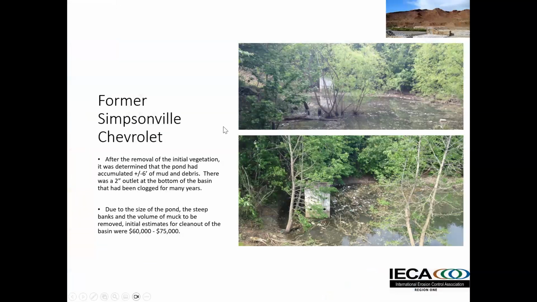So at the time we had a company that did pond maintenance. We worked with the owner. We cleaned up the pond, actually did some timber harvesting out of there. After the initial removal of the vegetation, it was determined that the pond had accumulated about 6 feet of mud and debris. There was a 2-inch outlet at the bottom of the basin outlet structure, and it obviously had been clogged for many, many years.